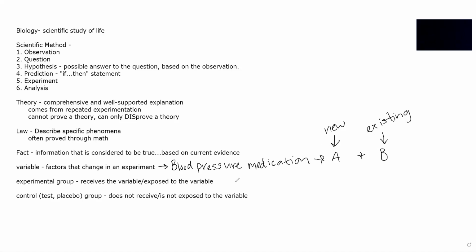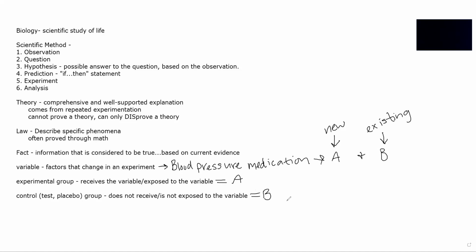So what we do is come down here to our experimental group. And since they're the ones that are exposed to the variable, they're going to get medication A. We're going to give them the new stuff. Our control group, which does not get exposed to the variable, they're going to get the existing medication. They're going to get B.